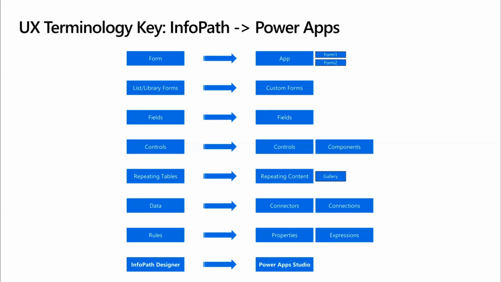And then we have data. That's how you connect to different data sources. In the Power Apps world, it becomes connectors and connections. Rules really become the things that you apply to properties of the control, and you use expressions to do that. And finally, we have InfoPath Designer. Here we have the web-based product, Power Apps Studio.